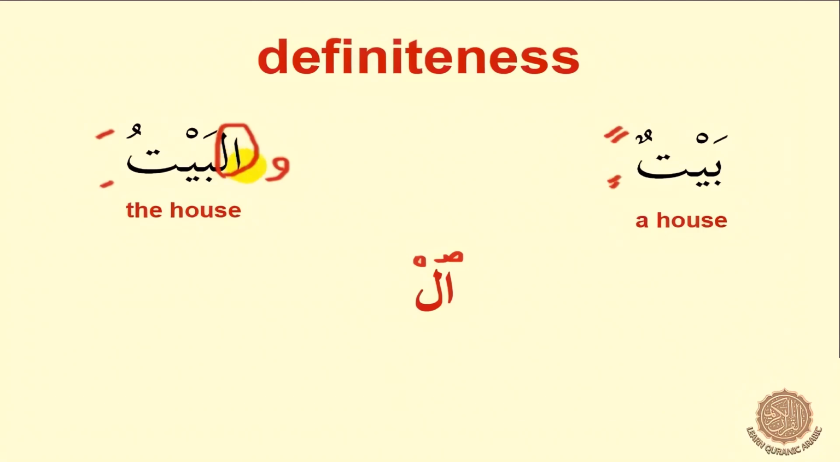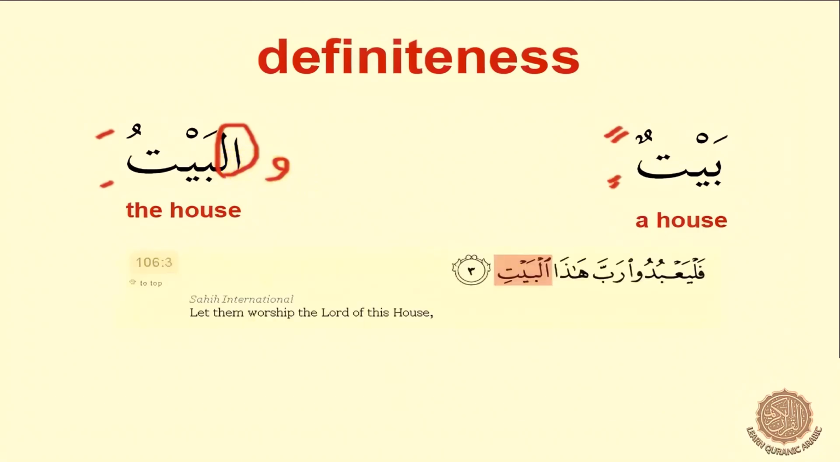Now, for example, in the Quran, we have this in Surah Al-Quraysh. And it says, فَلْيَعْبُدُوا رَبَّ هَذَا الْبَيْتِ. And here is al-bayt. Now, there's a kasra there, and there's the al. So it's definite. And here, al-bayt refers to Baytullah, the house of Allah, the Kaaba.